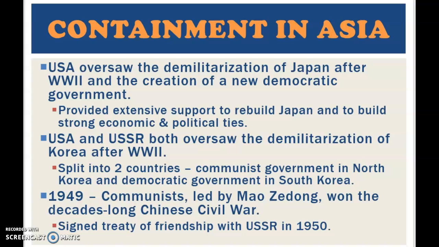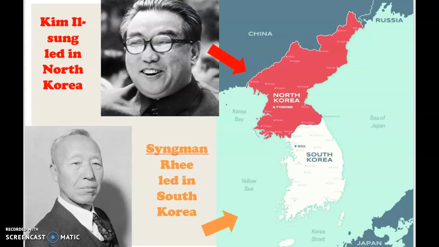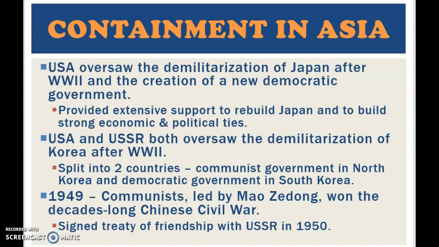We also see the U.S. trying to contain communism in Korea. Both the Soviets and the Americans are going to oversee the demilitarization of Korea after the war. And we're going to see a weird situation because both the Soviets and the Americans are there. We're going to end up splitting the country in half, basically, at the 38th parallel, right?